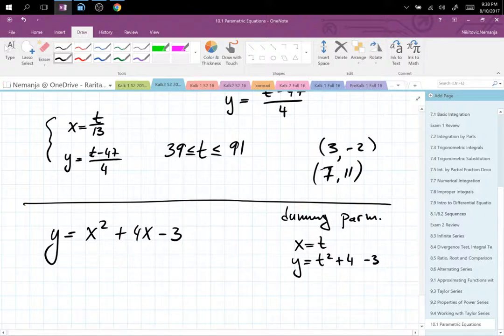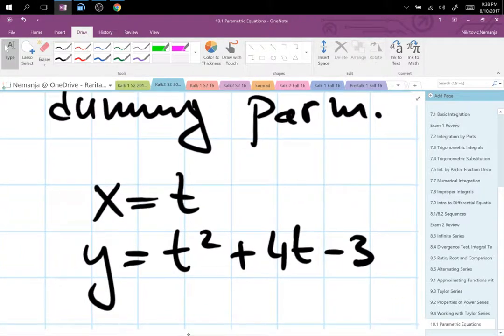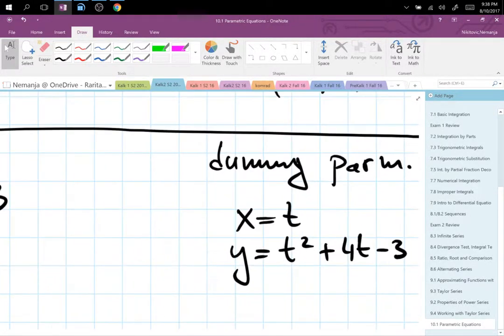That's what I said. Please pay attention. It's clearly 4t. Look. 4t. Right? Great.